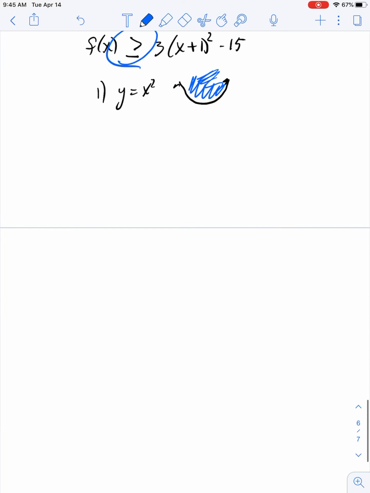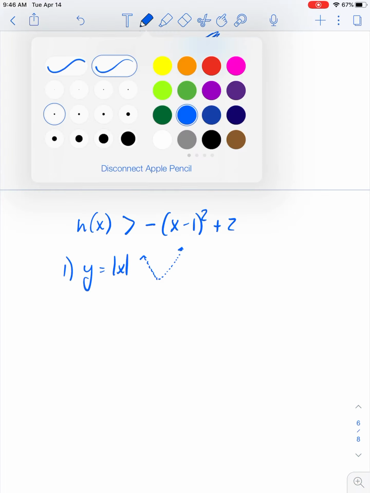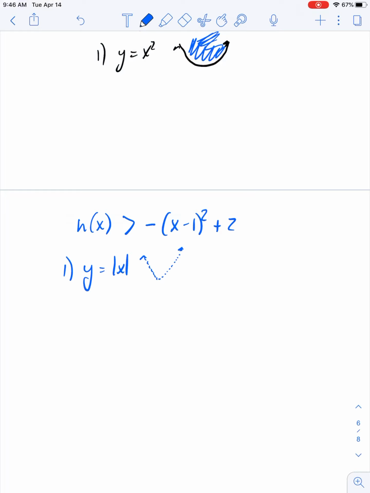Let's do just a different one. Let's do an absolute value one. Let's say we have h of x is greater than negative absolute value of x minus 1, plus 2. So let's go through the steps here. Parent graph, y equals absolute value of x. And this would be a dashed line. Okay. And for right now, before I do anything else, that would be greater, it would be above it.